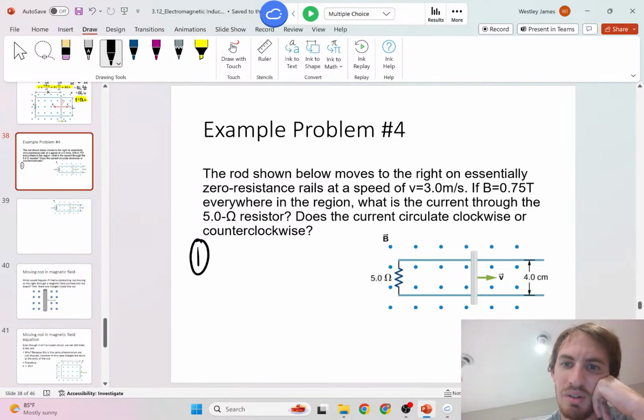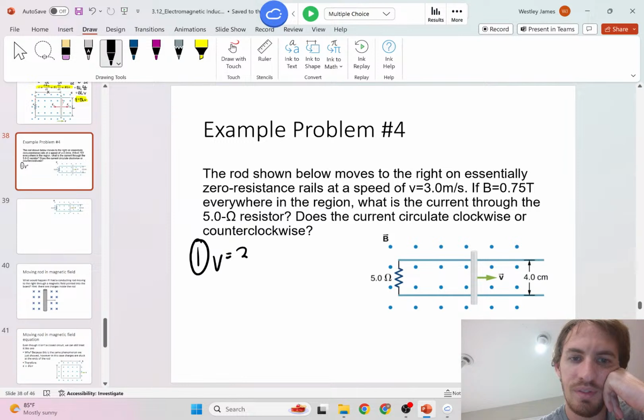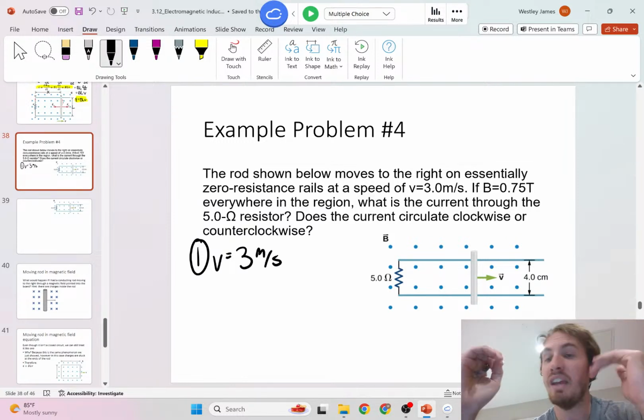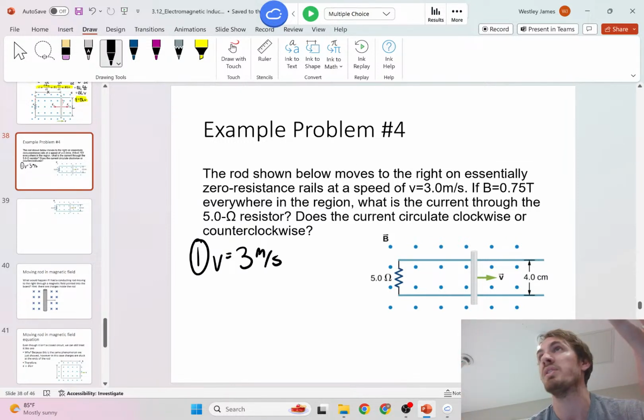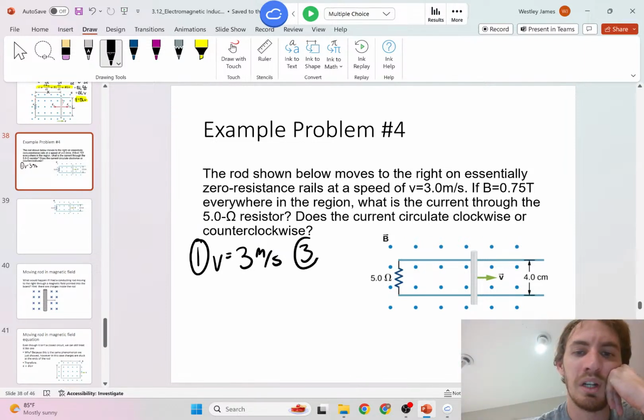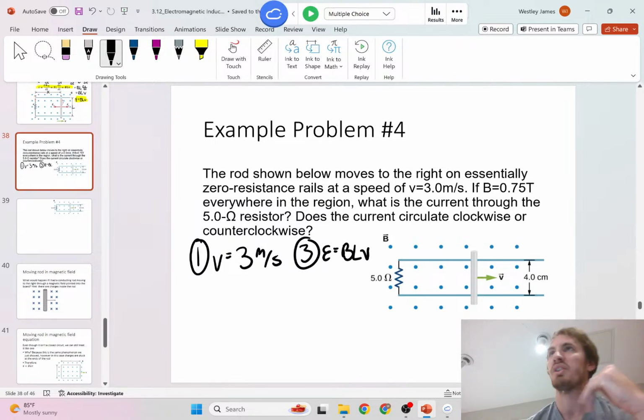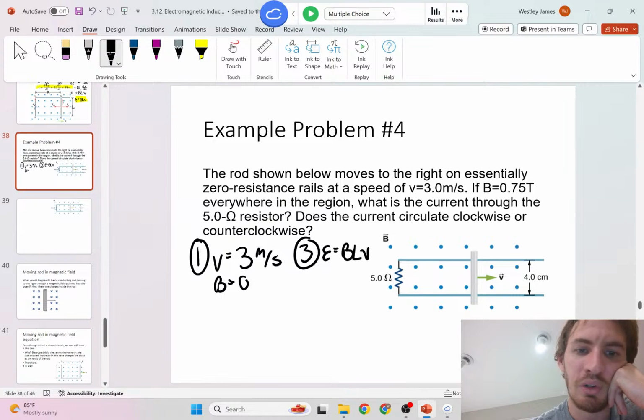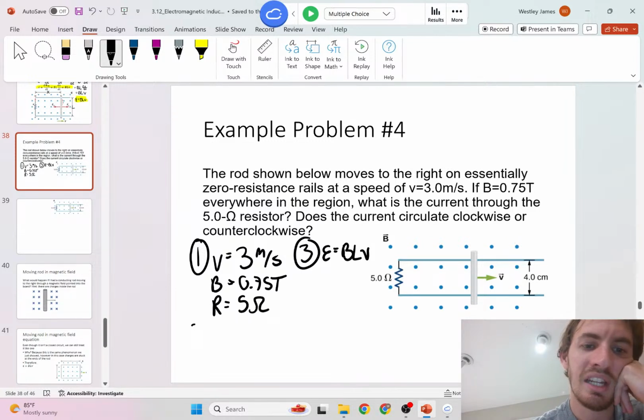Anywho, let's write down our givens. The good news is with this problem, if you see this picture, you immediately know what equation to use: the voltage equals BLV. So it's really straightforward at least. V equals 3 meters per second. B equals 0.75 Tesla. And we have a resistance. That's weird. Why is that there? We'll find out. What is the current?